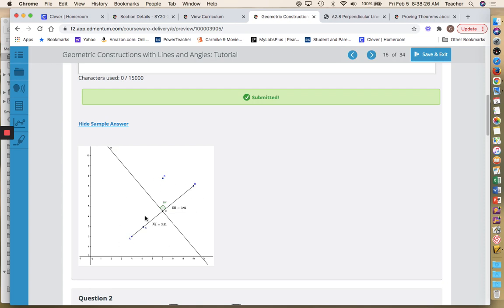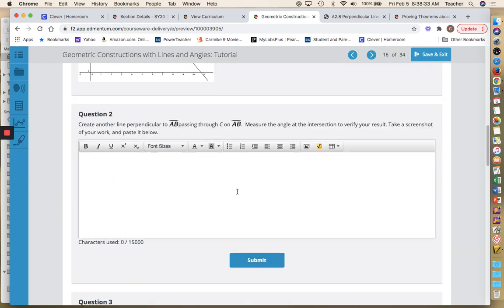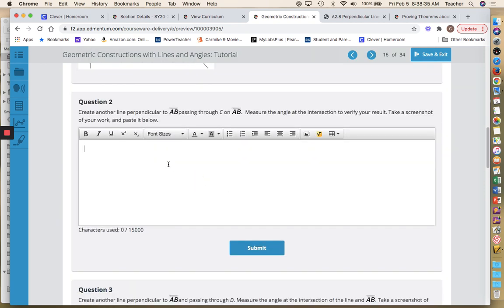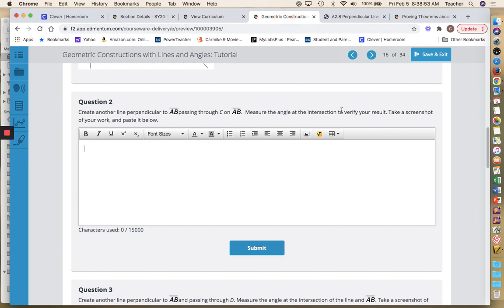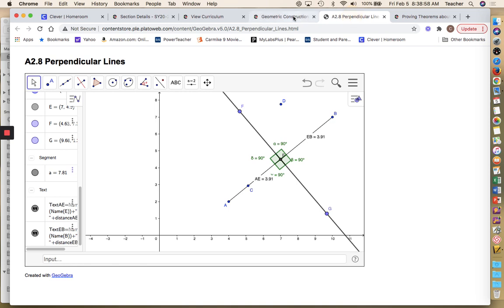So you can see that's what it looks like, 3.91, 3.91. They only found one angle. That's fine, but they're all going to be 90. All right. Question 2. Create another perpendicular line to AB passing through C on AB. All right, so I have to create another perpendicular passing this time through C. All right, so I'm going to have to create one. Of course, we're going to find the angle. Yeah, we're going to find all the other stuff to prove that it's perpendicular bisector.